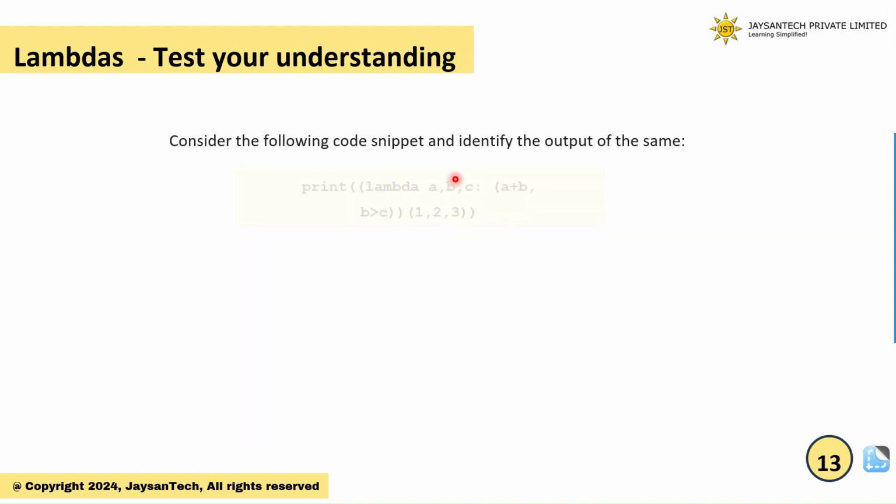Consider the code snippet. Print lambda, it is taking in 3 arguments A, B and C. What it is doing is, it opens parentheses with A plus B and B greater than C. And to this I am passing the 3 arguments. So what will be the output of this lambda function?